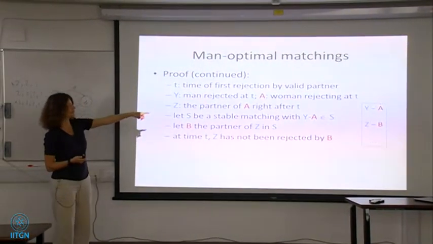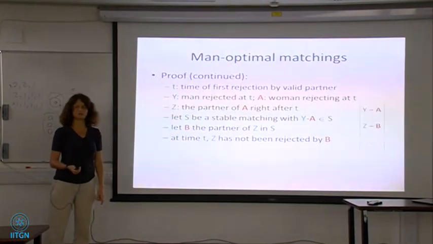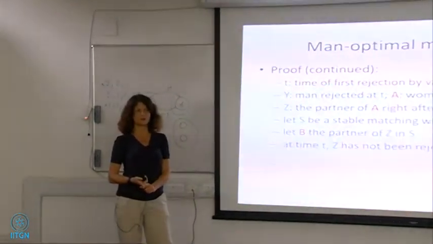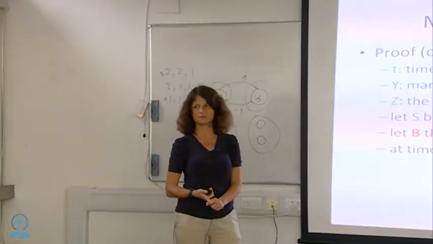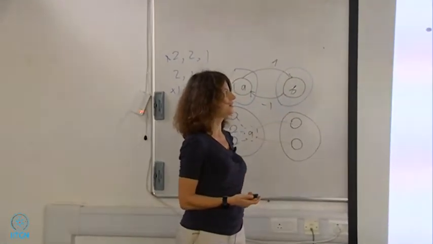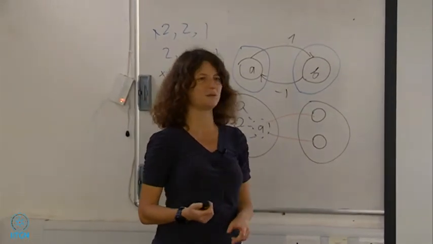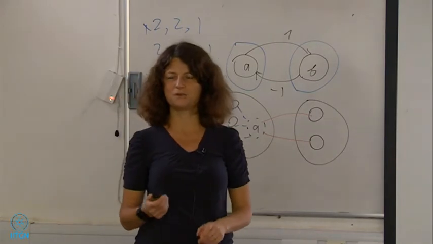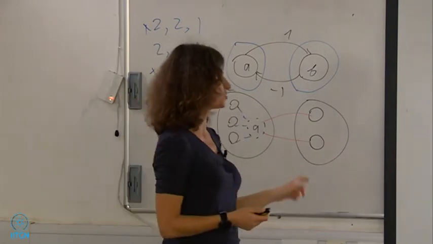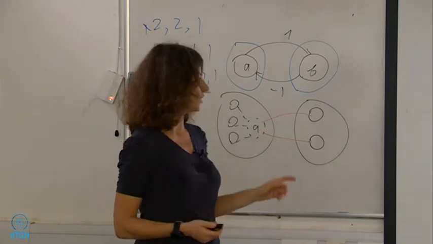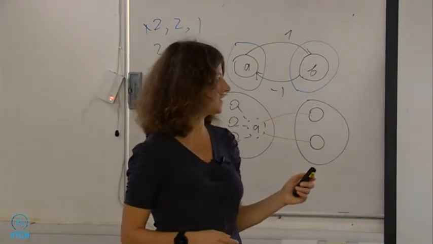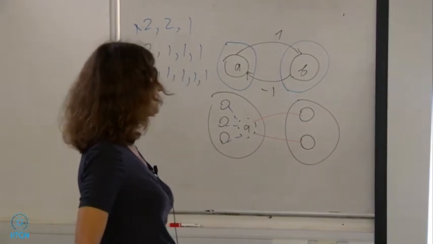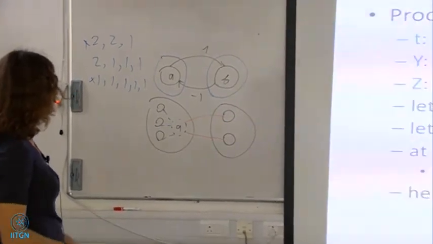Well, let's look at that matching. That matching establishes for us that B is a valid partner for Z. They are together in some stable matching. So B is a valid partner for Z. And the point in time t is the point of time of first rejection by a valid partner, and it wasn't a rejection of Z by B, it's some other event. So before that point in time, that rejection of Z by B couldn't have happened. So at time t, Z has not been rejected by B, and therefore Z has not yet proposed to B. Okay, why is that?